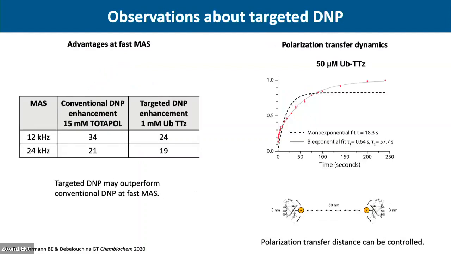So just to highlight a few things that we have observed about targeted DNP. One is that targeted DNP may offer advantages at faster MAS. And also, we can easily control how far the polarization travels in these types of targeted systems just by looking at the buildup times for the enhancement. So there's certainly some advantages. And also one big advantage that is not on this slide is that this method certainly outperforms conventional DNP approaches at low concentrations.